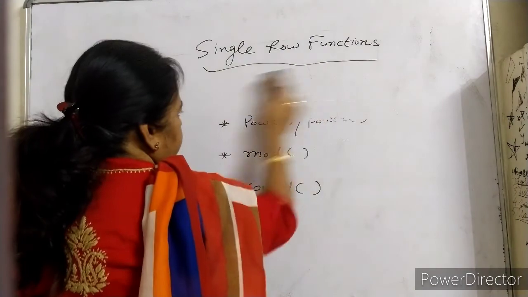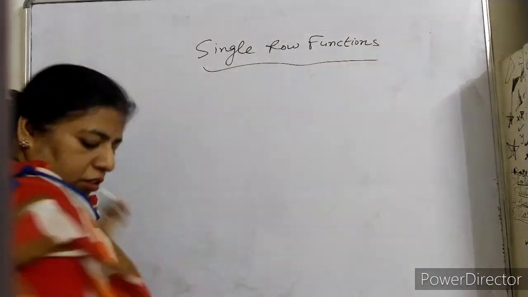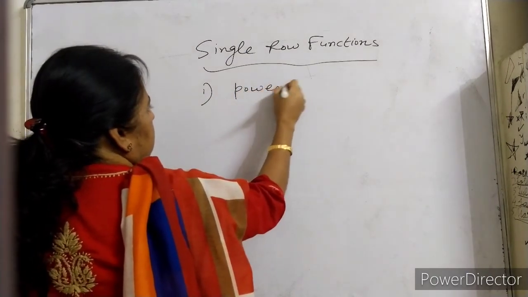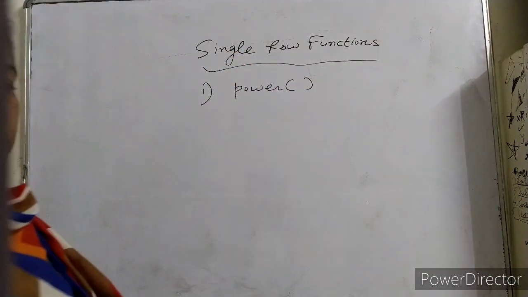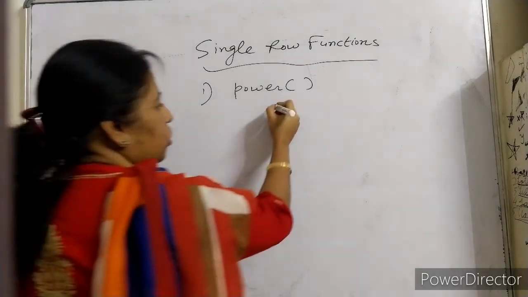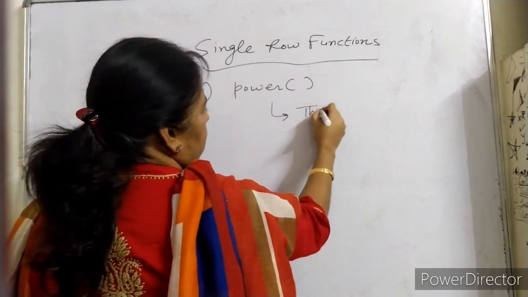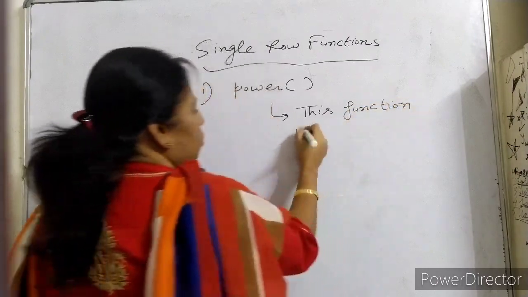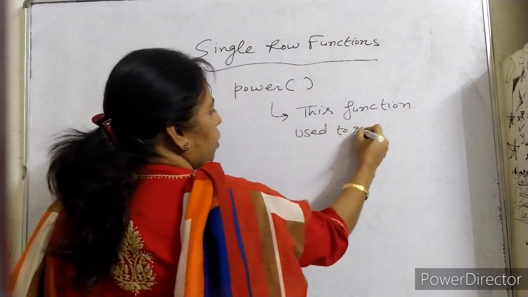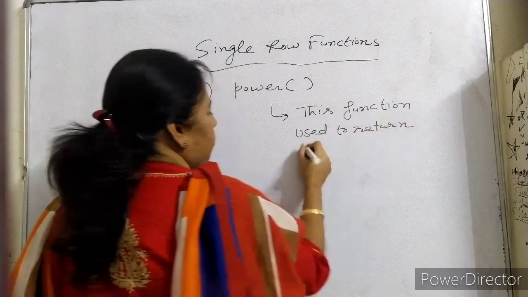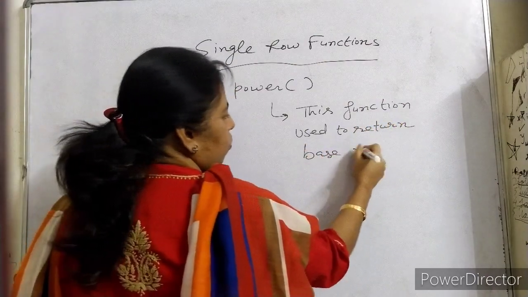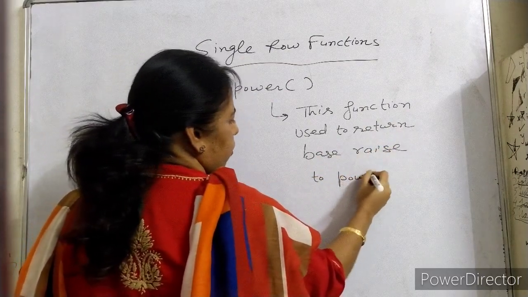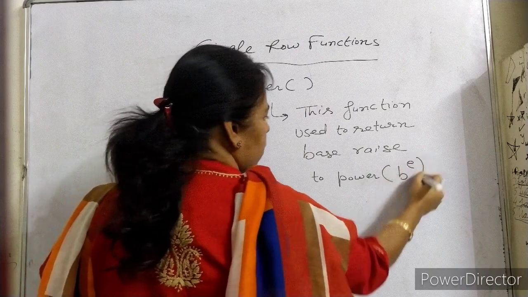Okay, first I will take the power function. Clear? The power function is used to calculate base raised to the power. This function is used to return, we can say, base raised to power, as in mathematics. Clear? For example, b raised to the power e.